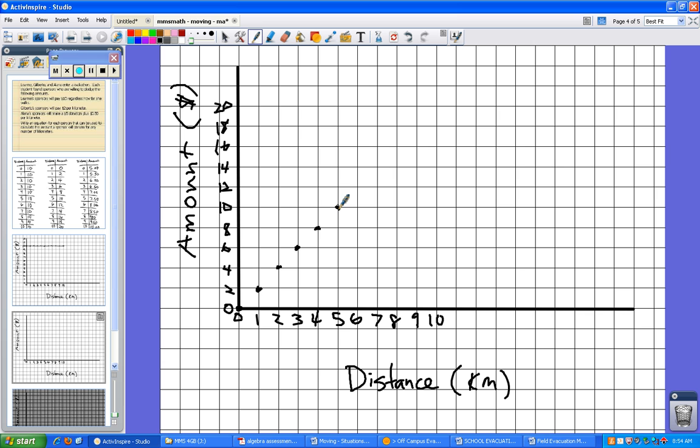So at 6 we go up to 12. At 7 we go up to 14. At 8 we go up to 16. Okay. The only question now is, do we connect the dots? It's not quite connecting them though, if you think about it. Okay, here's what it should look like.